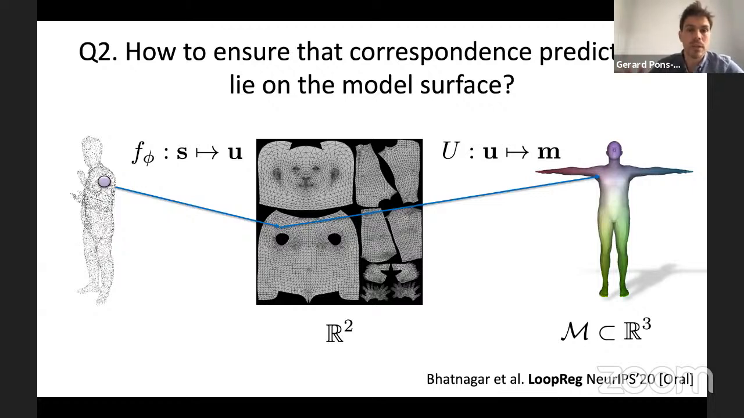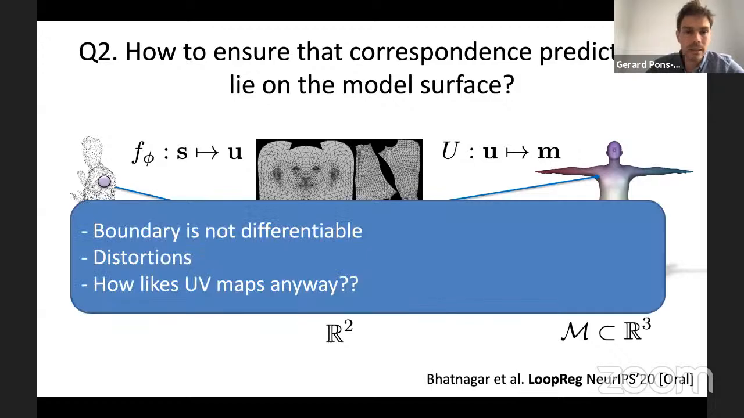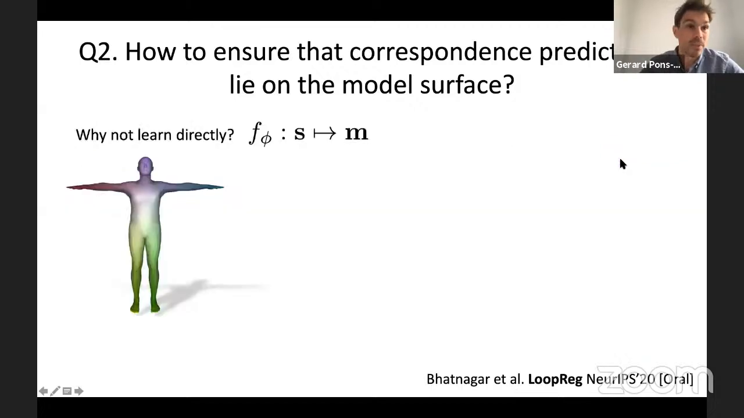It would land always on the surface, but the boundary is not differentiable. You need to cut the surface to create a UV map. You have distortions in a UV map inevitably. And also, who likes UV maps anyways? I think a lot of people are quite annoyed by UV maps because you need to design them or cut them, and automatic algorithms always have some problems. And yeah, it's kind of annoying. So how can we get rid of these UV maps and have something perhaps more elegant?